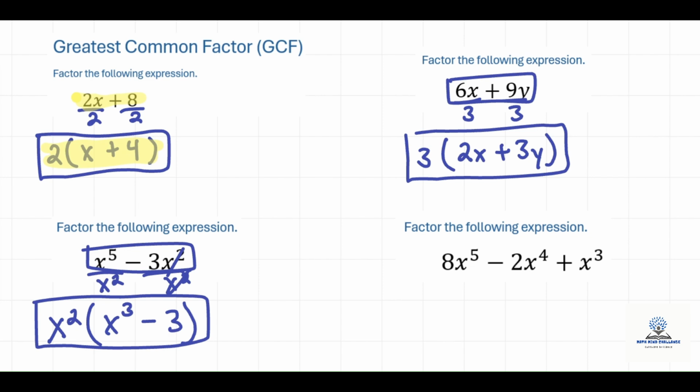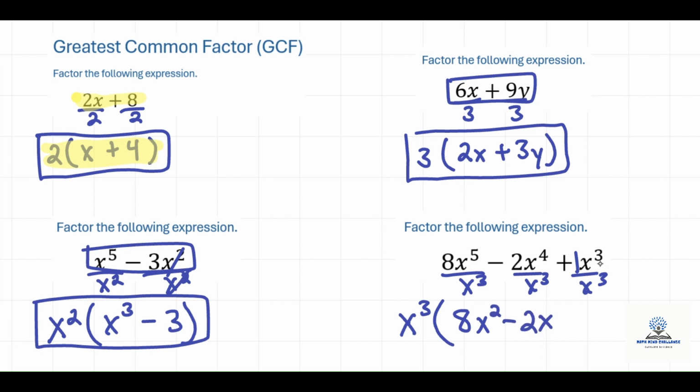And then the last one contains a very common mistake that people make, but it's not quite yet. First, we just find the greatest common factor. There's a 1 in front of this x cubed, so there's no coefficient or number in front they have in common, but they all have an x, and more specifically, they all have an x cubed. So we take out an x cubed, create our multiplication, and divide everything by x cubed. So we get 8x squared minus 2x.